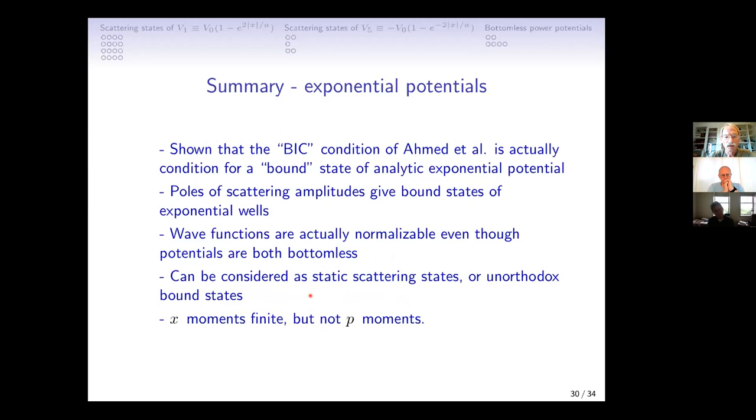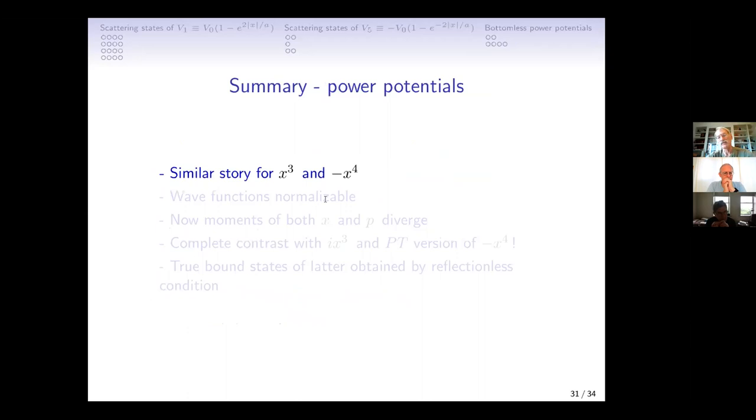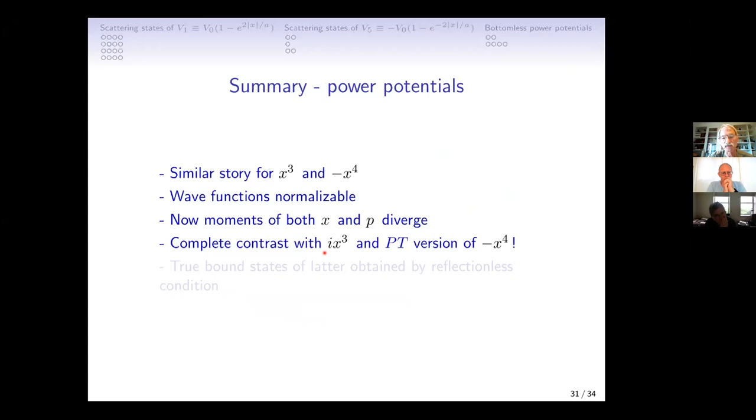That's about exponential potentials. About the power potentials, there's a similar story for X cubed and minus X to the fourth. The wave functions are normalizable. However, now both moments of X and P diverge, so it's not very healthy. And that's a complete contrast, of course, with the PT potentials, i X cubed and the PT version of minus X to the fourth. And the true bound states of the PT minus X to the fourth are obtained by the reflectionless condition. Okay, so that's basically the summary of what I wanted to say.